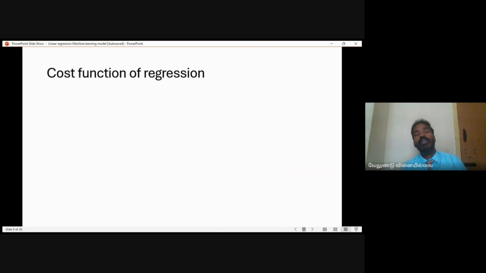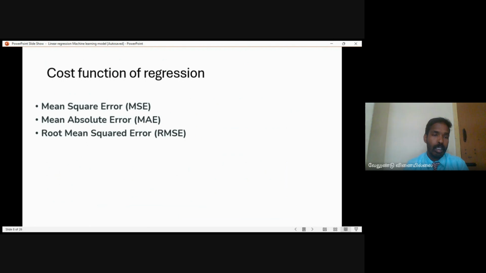The cost function of the regression is that. The parameters of linear regression are mean square error, absolute error, and root mean square error. Why is the parameter required? Because you have to see here the minimum mean square error. For example, I'll take the pen. This is our variable x, and this is y.